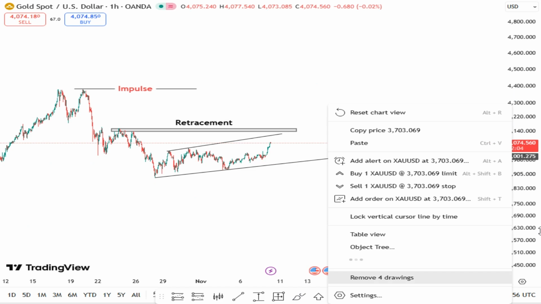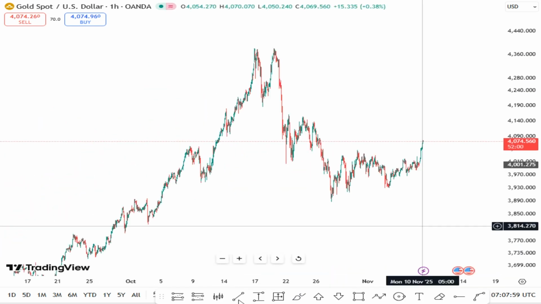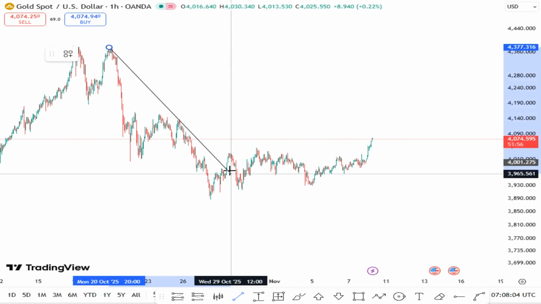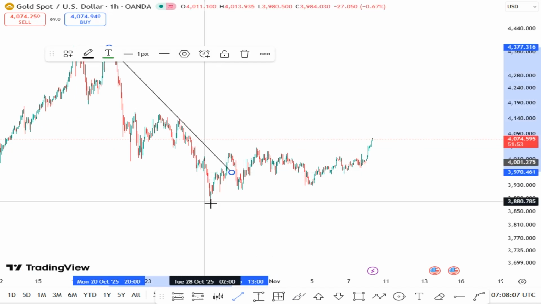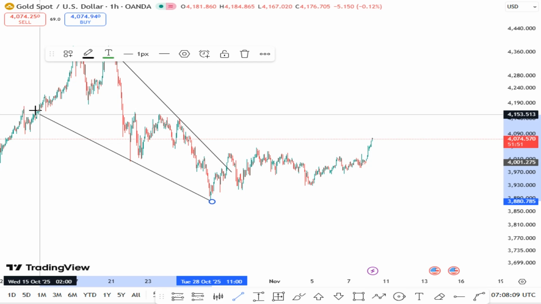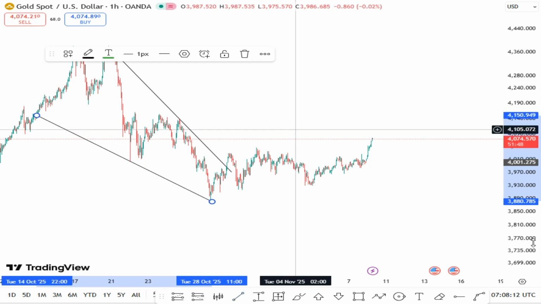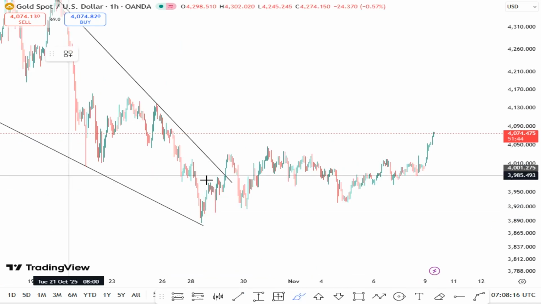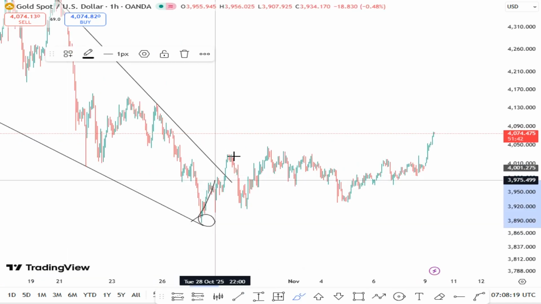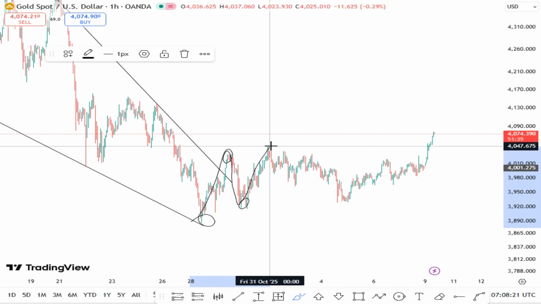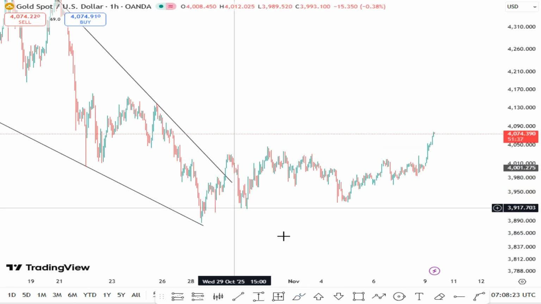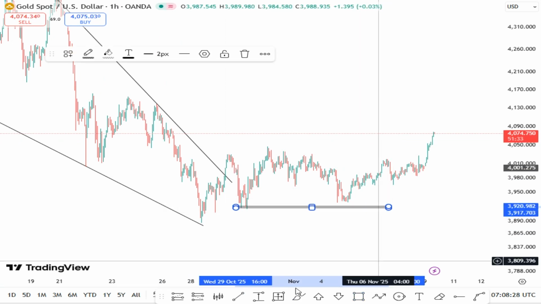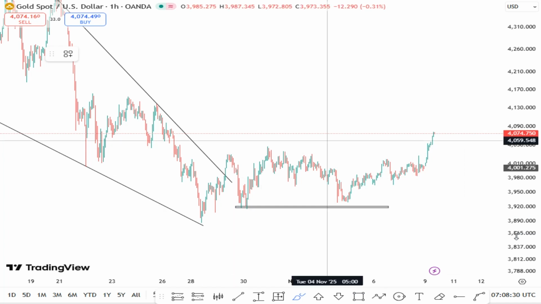Now let me just remove all these drawings and say, what if we had this right there just as a continuation. Let's just have it right there. Good. And now we say that okay, price has started printing a higher low right there, higher high, higher low, higher high, right? And now if you see, she never came back to break out of this higher low right there.